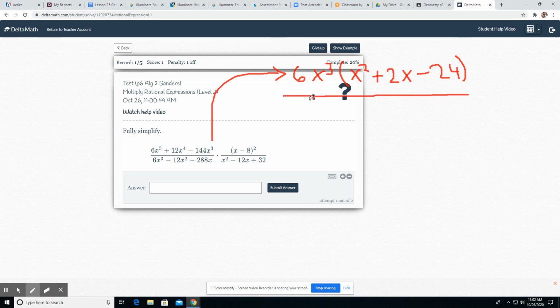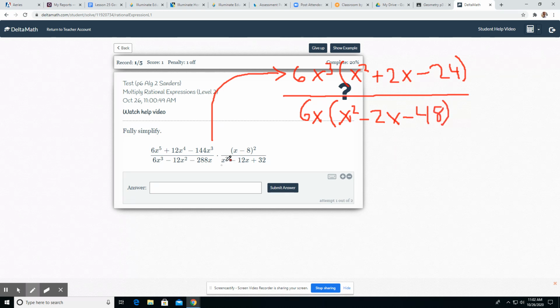The bottom, same idea. Pull out that greatest common term. If you have a number in front, you're probably pulling it out. It could be hard factoring, but in this case, it's not. And there's an x in common with everything. What's left? Looks like x squared minus 2x minus 288 divided by 6. 48.